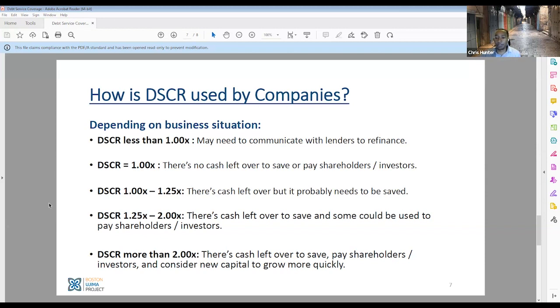And then if you're in a different position where you're well above that 2 times coverage, this is where I think you might be thinking about more aggressive growth and saying, hey, there's a lot of space here, I can take on more. What investments can I look at in the business to move even more quickly?